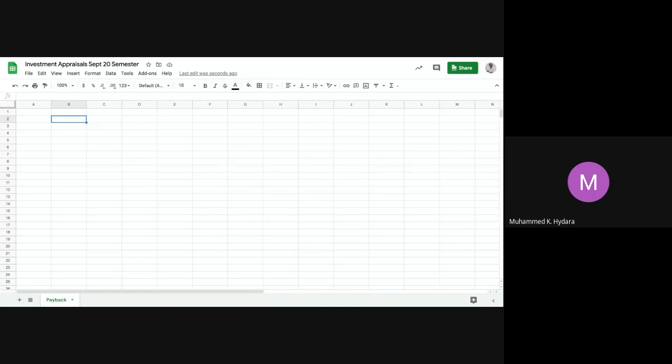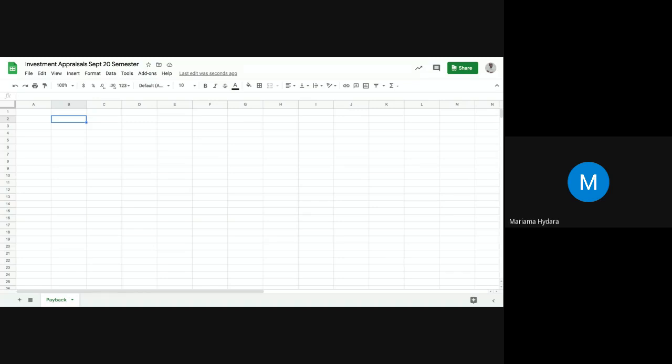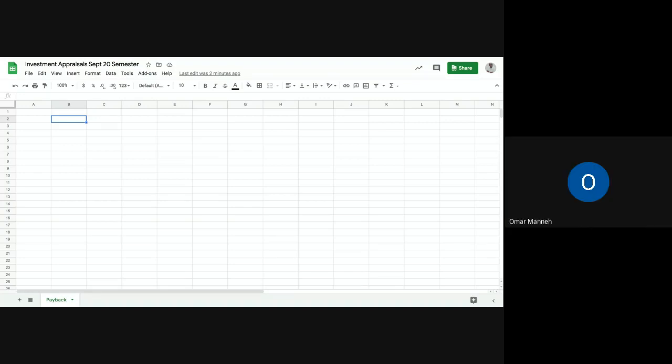Profit after depreciation is accounting profit. Accounting profit, exactly. So do we need accounting profit or cash flow to calculate our payback period? Yes, we need cash flow, not accounting profit. We need cash flow, exactly.